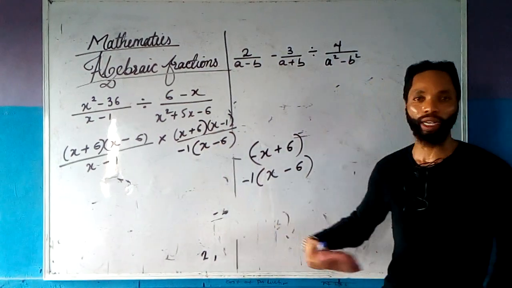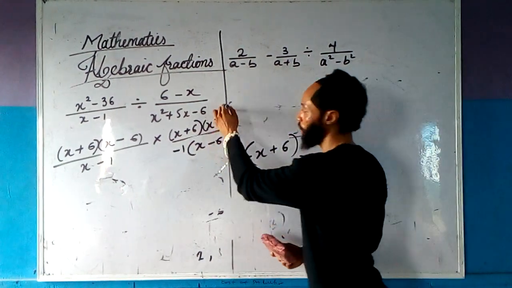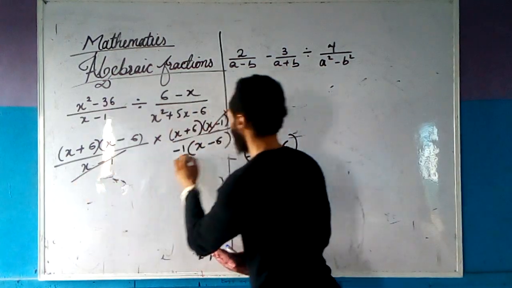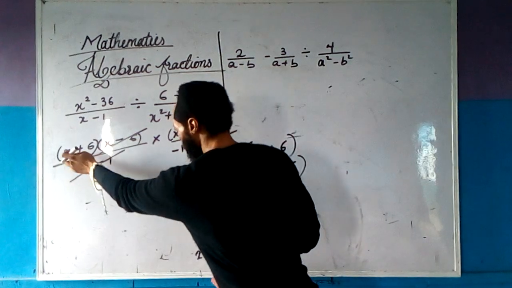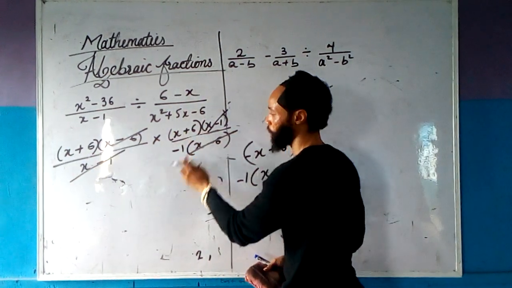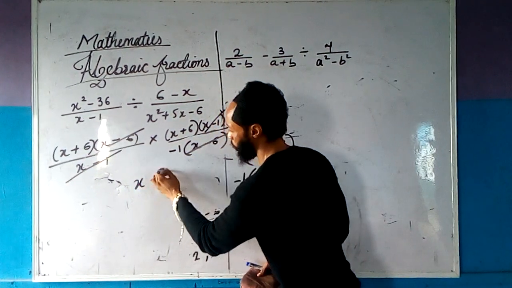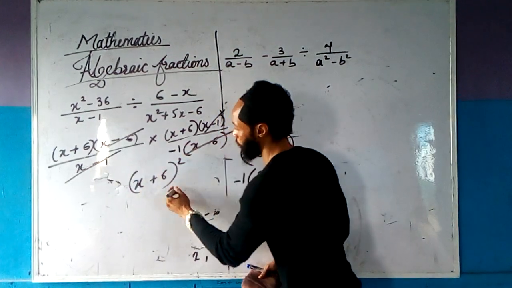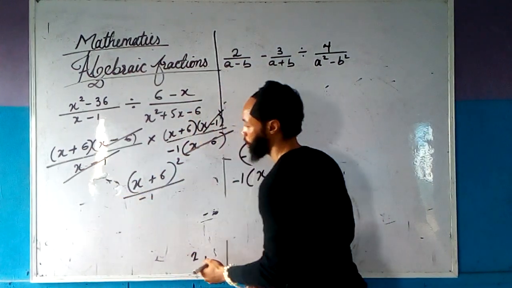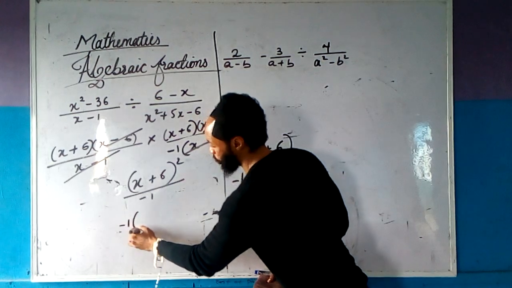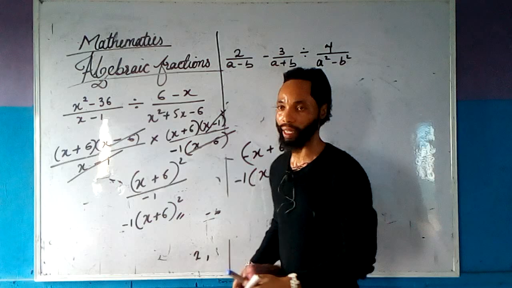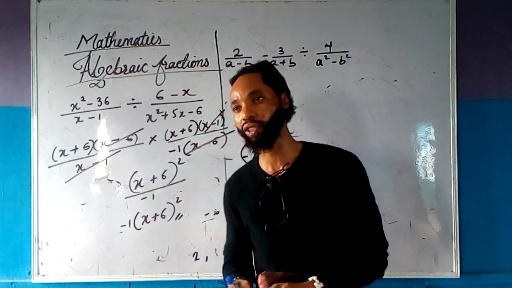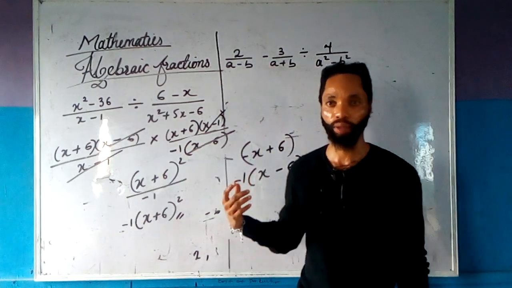So with this now we can cancel out. This cancels this. This cancels this. We're left with x plus 6 times x plus 6. This can be written as x plus 6 all squared all over negative 1. So we can write it as negative 1 into bracket x plus 6 all squared. And that is our answer. Any question before we go on to the next one?